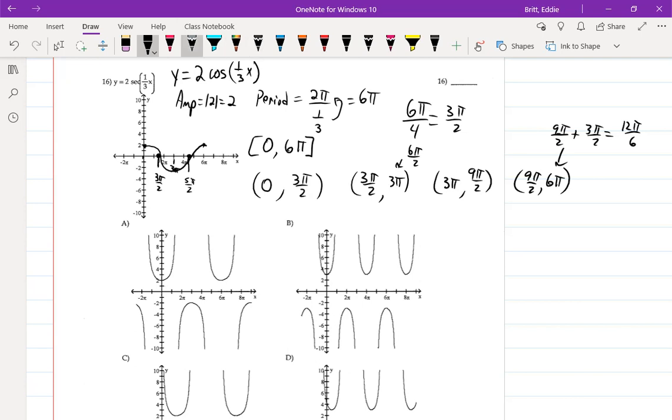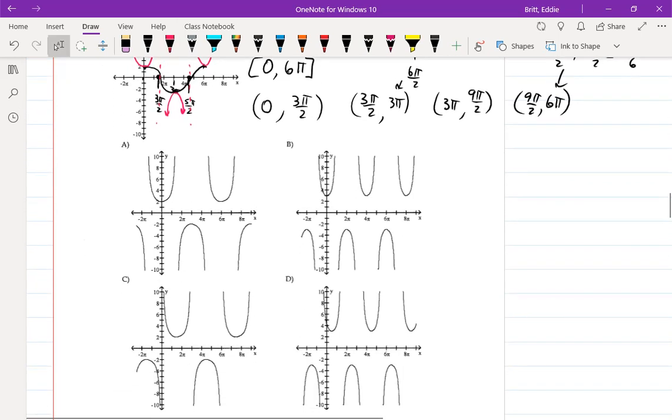All right. So we want to use that graph to help us graph the secant graph. So anywhere that I have a high point, I draw a U-shaped graph opening upward. Anywhere that I cross, I have a vertical asymptote. Anywhere I have a low point, I draw a U-shaped graph opening downward. Again, I cross right there, so there's a vertical asymptote. Then I have a high point right here, so it's a U-shaped graph opening upward.